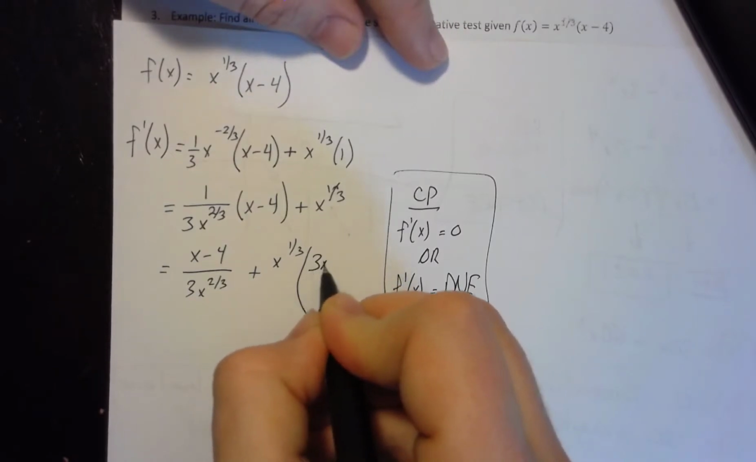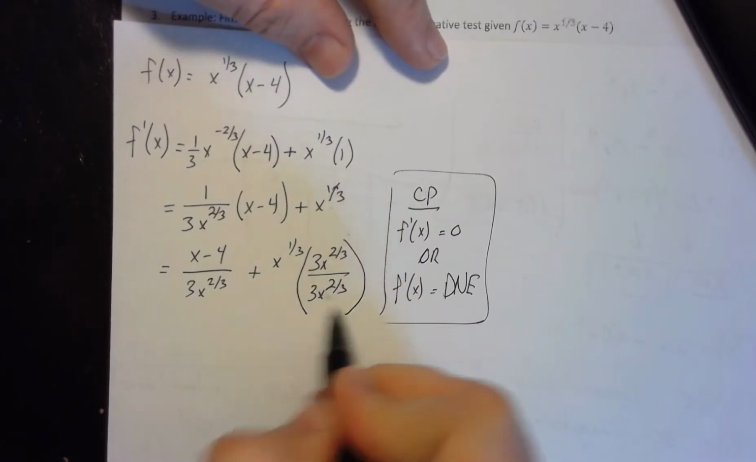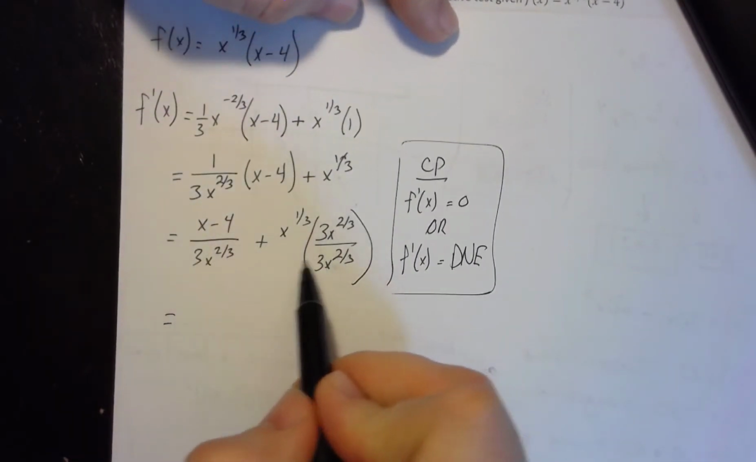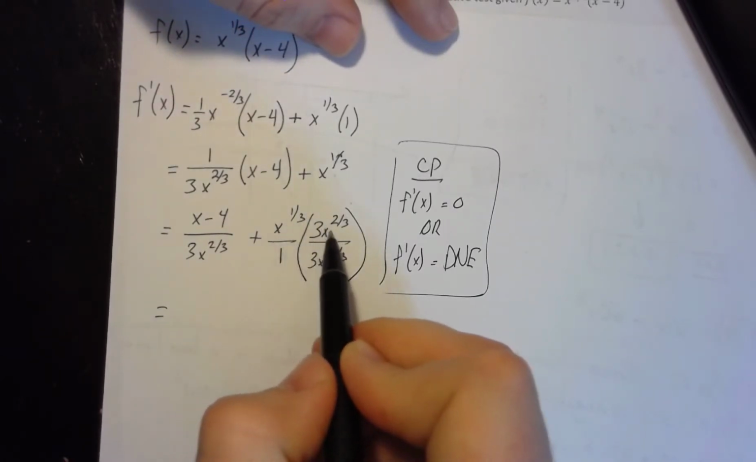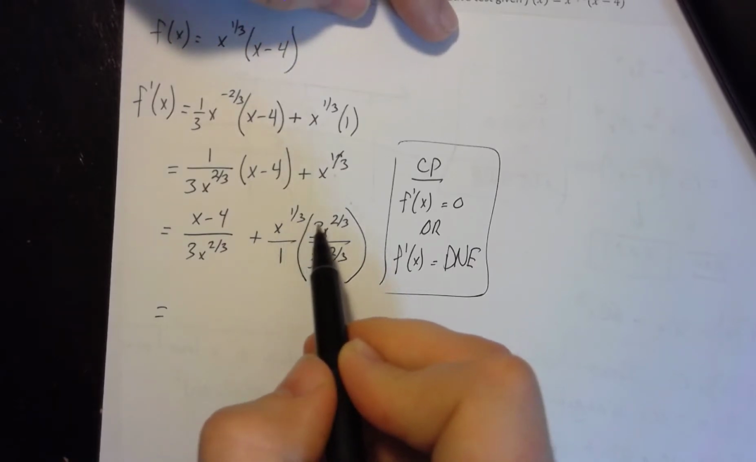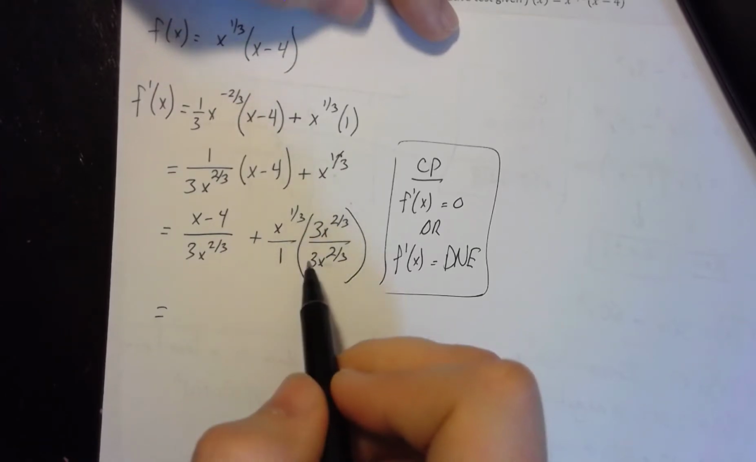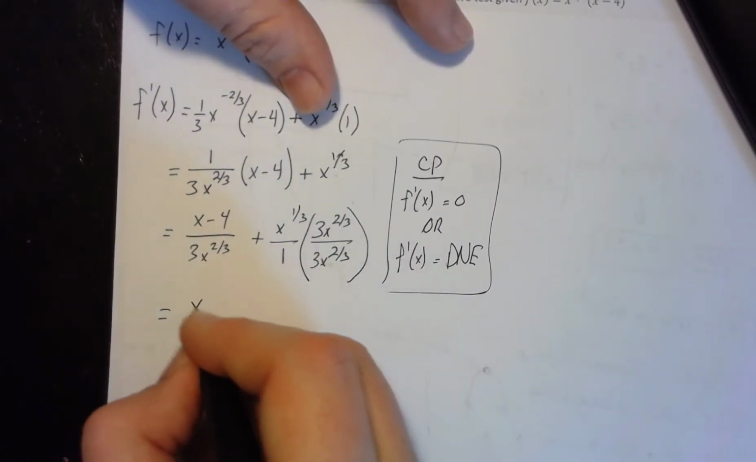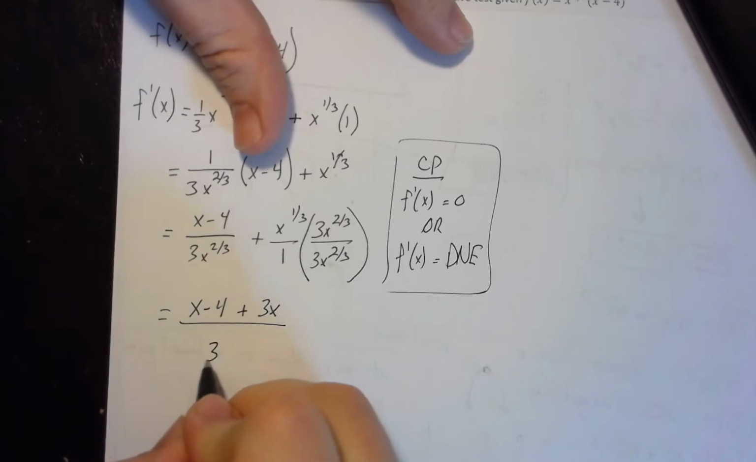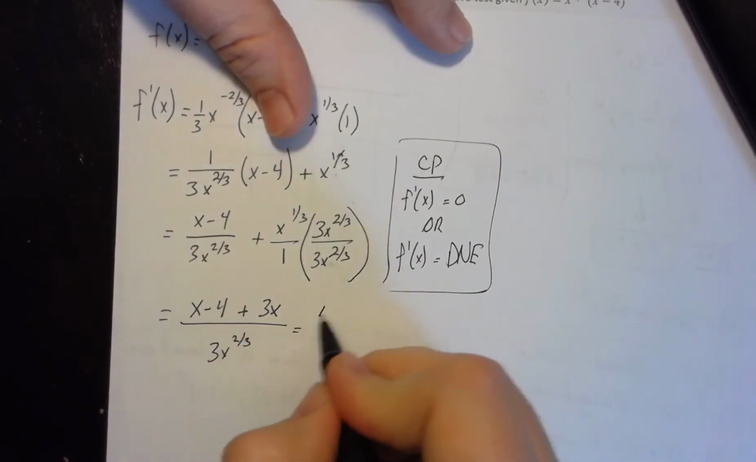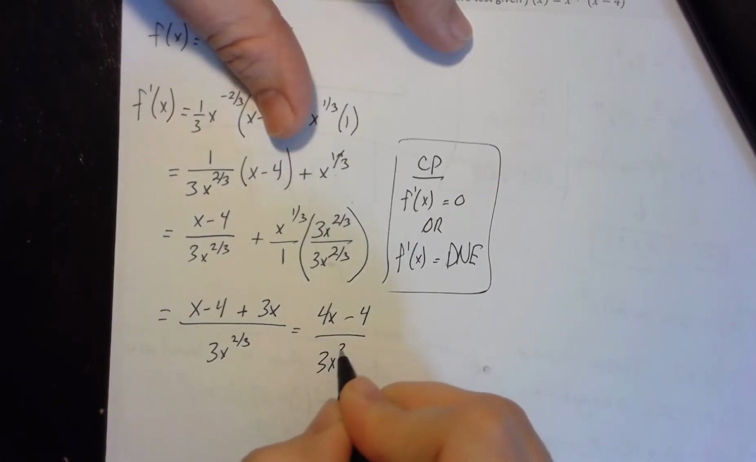On top and bottom, I'm going to multiply by 3x to the power of 2/3 over 3x to the power of 2/3. Now, conveniently enough, and in most cases this is how it works out, this bottom is not going to multiply by anything, so it's just going to be multiplied by 1. And this top here will actually allow us to multiply these two x's together, giving us simply x to the 1, because again, when I multiply two of the same base, I add those exponents. Again, 1/3 plus 2/3 is 3/3, which is 1. So that gives me x minus 4 plus, on top I'm going to have 3x, all divided by that 3x to the power of 2/3. This ends up giving me 4x, again, 3x plus 1x, minus 4, divided by 3x to the power of 2/3.